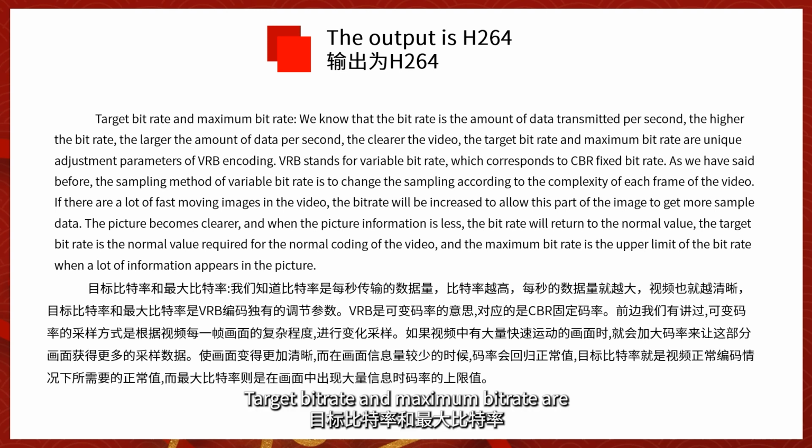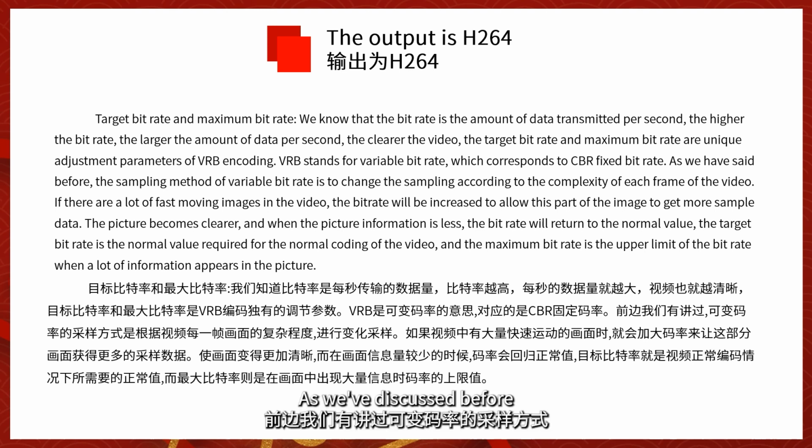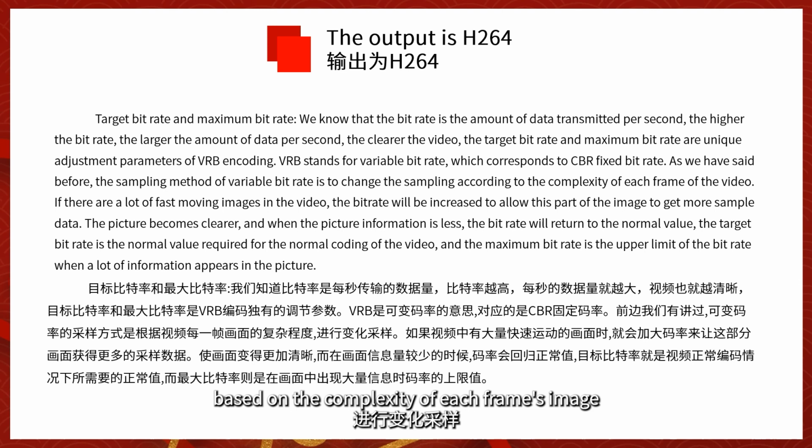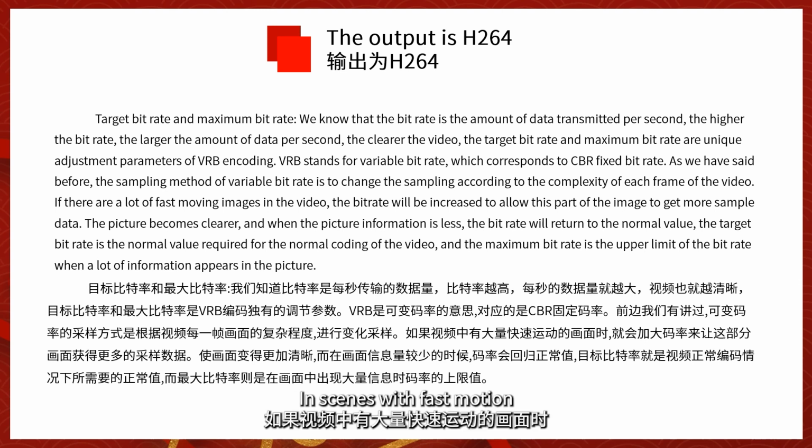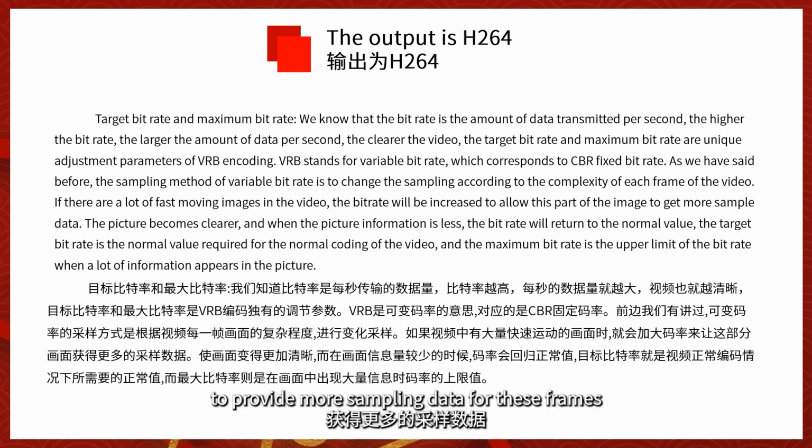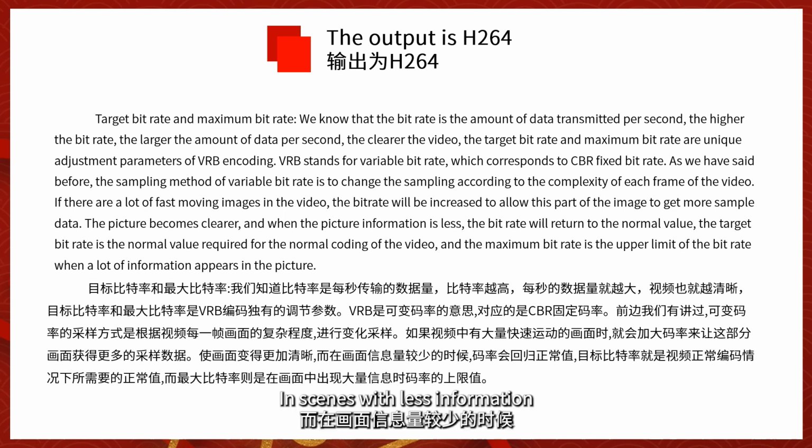Target bitrate and maximum bitrate are parameters unique to VBR encoding. VBR stands for variable bit rate, corresponding to CBR's fixed bitrate. As we've discussed before, VBR is based on the complexity of each frame's image. In scenes with fast motion, the bitrate is increased to provide more sampling data for these frames, making the image clearer. In scenes with less information, the bitrate returns to normal. Target bitrate is the normal value needed for regular video coding, while maximum bitrate is the upper limit.